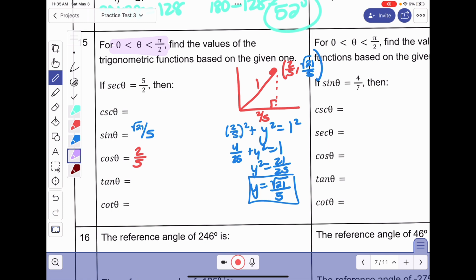So to get sine to cosecant, we flip it. And then we have to get rid of the radical. So we multiply by root 21 over 21, and we get 5 root 21 over 21. So that's our exact form. Tangent is y over x, and the denominators are going to cancel, so they're the same. So it's really root 21 over 2.